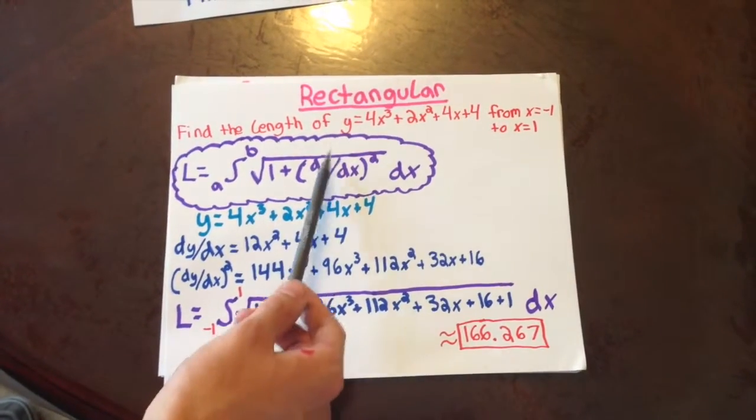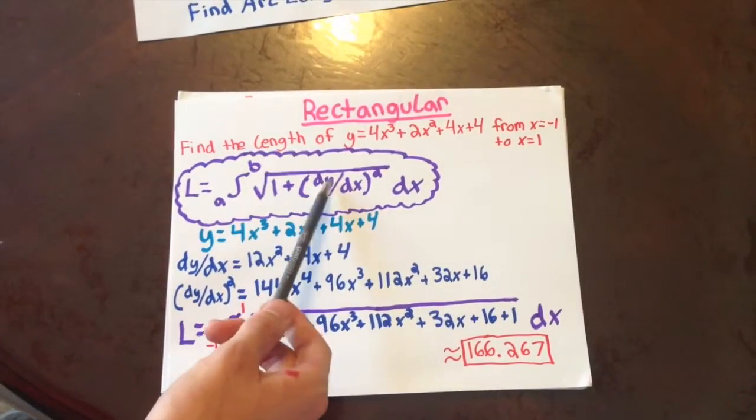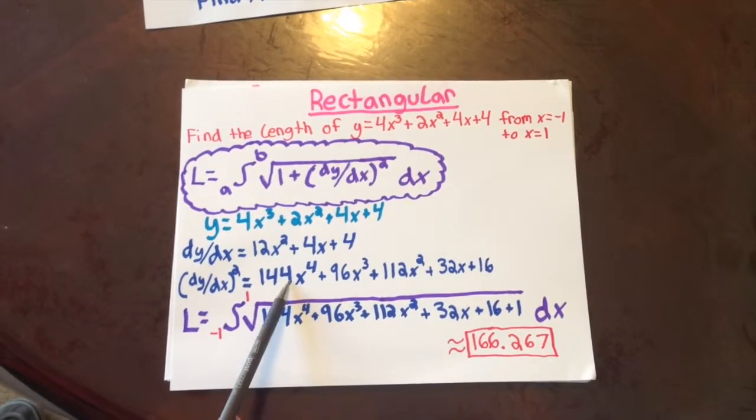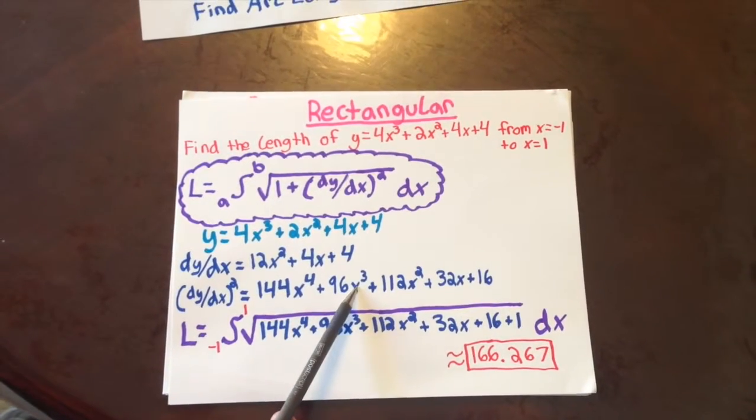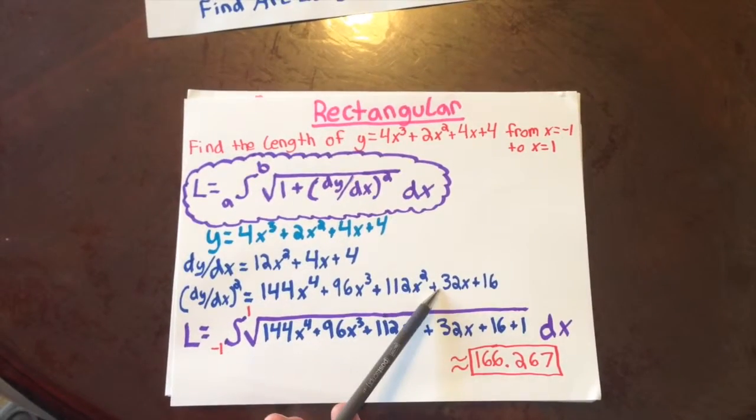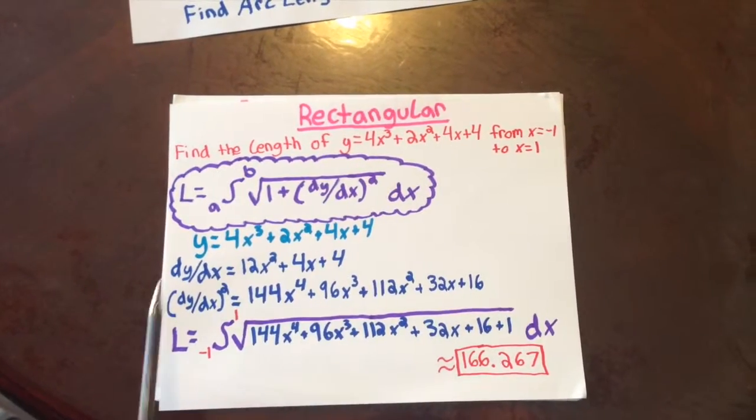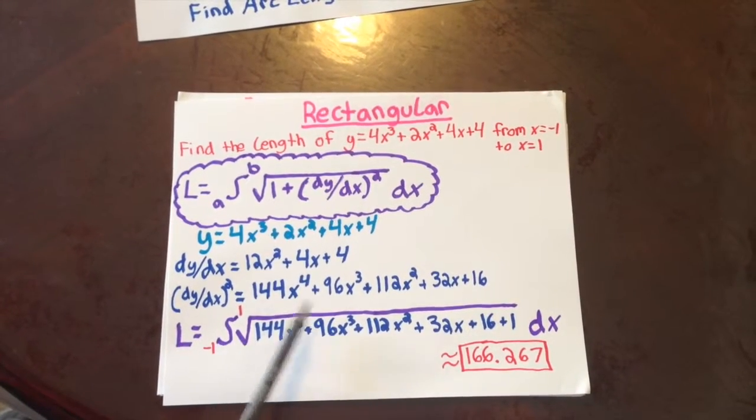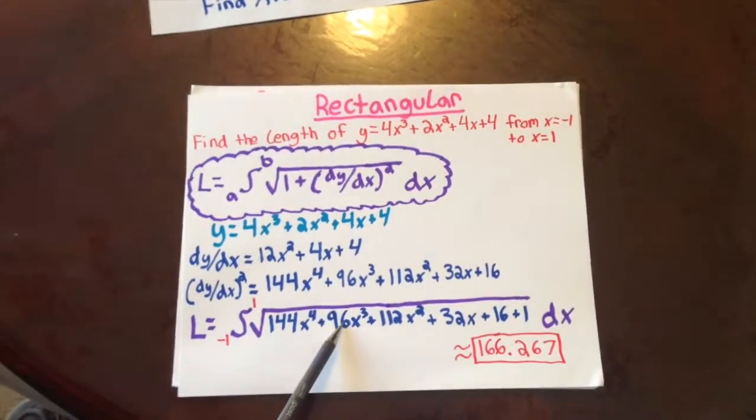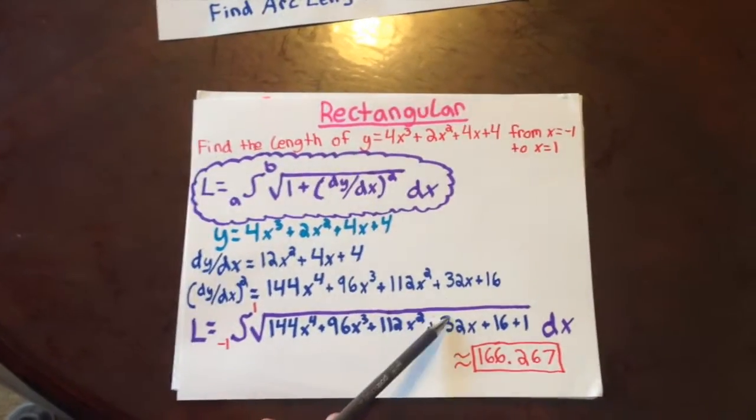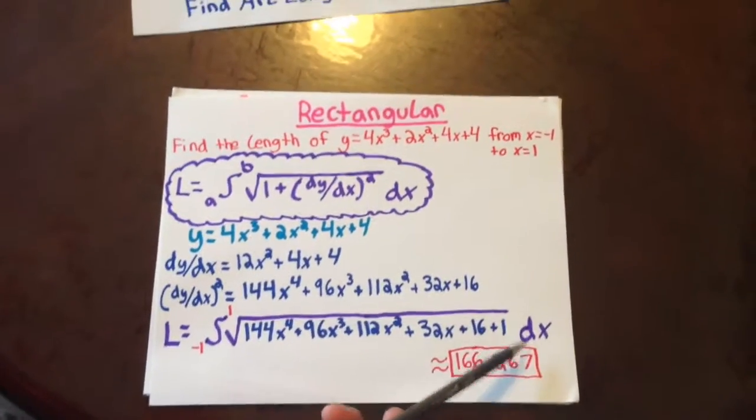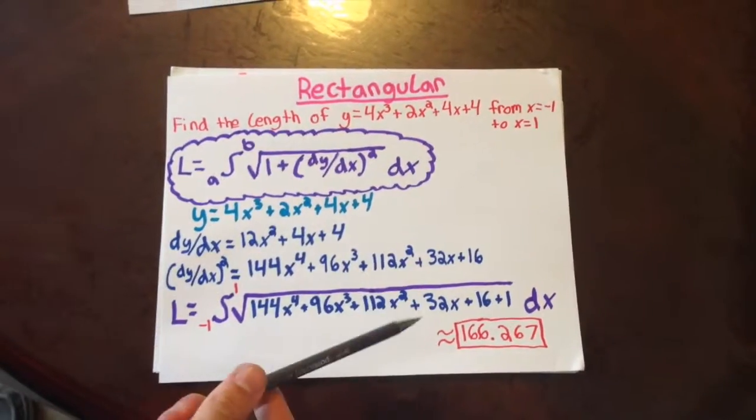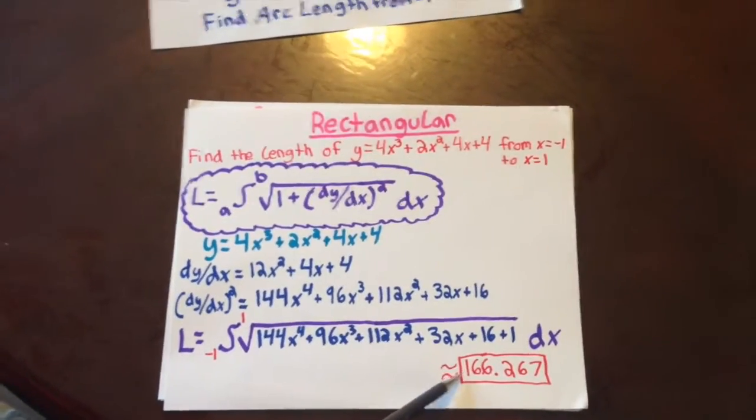So we plug that into there, and we get the square root of 1 plus the derivative squared, dx. So then we must square the derivative, and we get 144x to the fourth plus 96x cubed plus 112x squared plus 32x plus 16. Plugging this all back into the equation, we get the integral from negative 1 to 1 of the square root of 144x to the fourth plus 96x cubed plus 112x squared plus 32x plus 16 plus 1, dx. Evaluating this function in your calculator using fnInt, and using 3 decimal accuracy, we get 166.267.